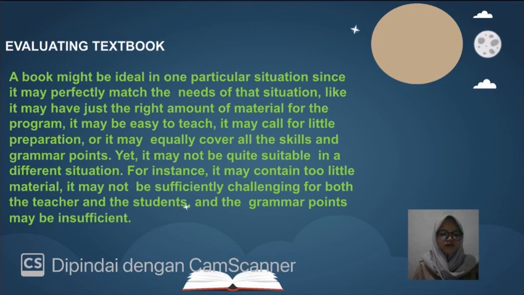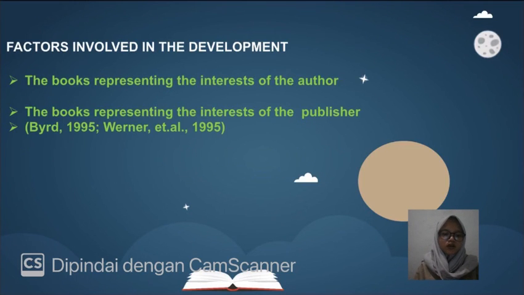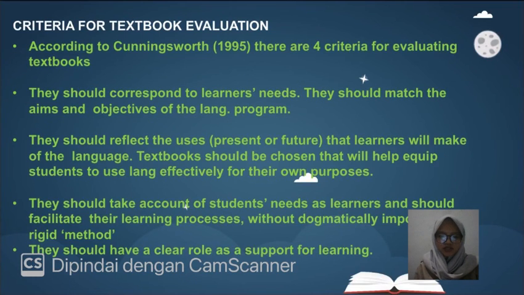So, criteria for textbook evaluation. Now, according to the source, there are four criteria for evaluating a textbook. They should correspond to learner needs. They should reflect the uses. They should take account of students' needs as learners and should facilitate the learning process. And then the last, they should have a clear role as a support for learning.